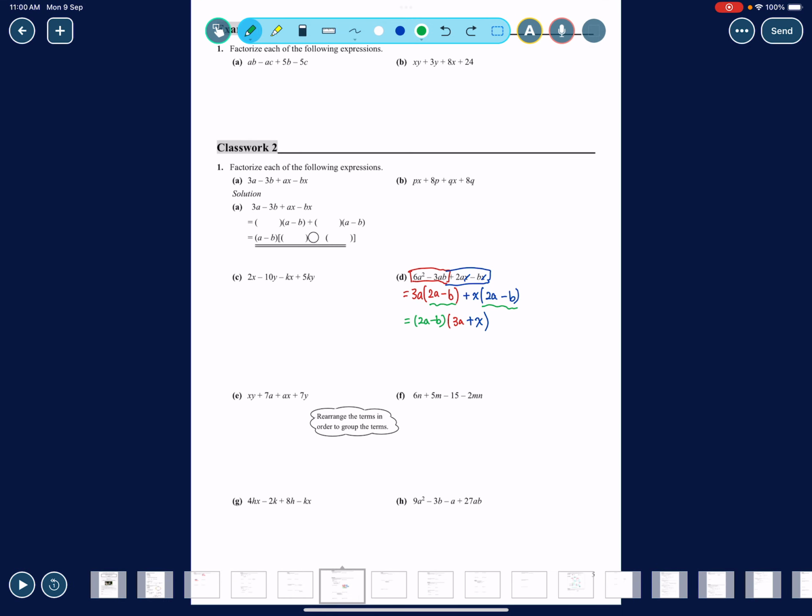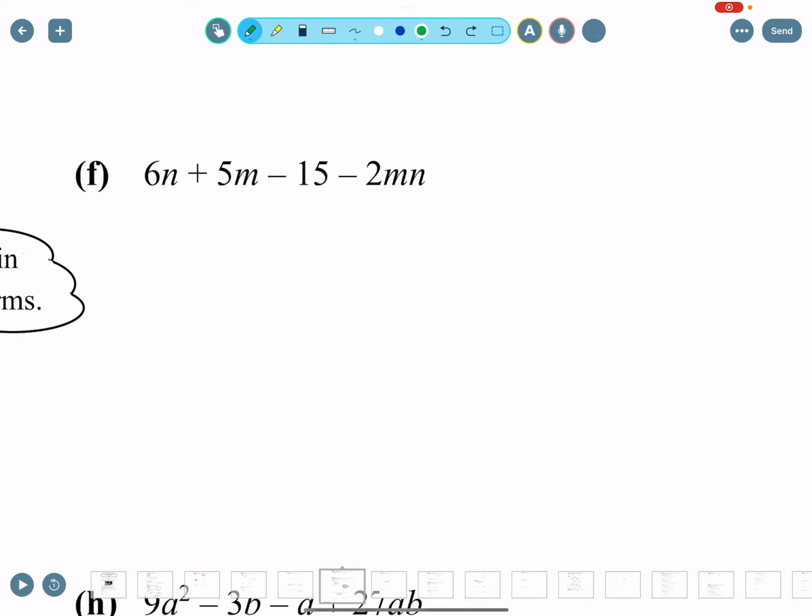Let's do another one where you have to mix it up. So question F, for example. Now question F over here, 6n and 5m. If you group these two up, there's nothing you can factorize. They have nothing in common. So you have to rearrange it, basically. 6n, you're going to think about, I'm going to pair up 6n with what? Well, you can pair up 6n with this probably, or you can also pair it up with this, right?